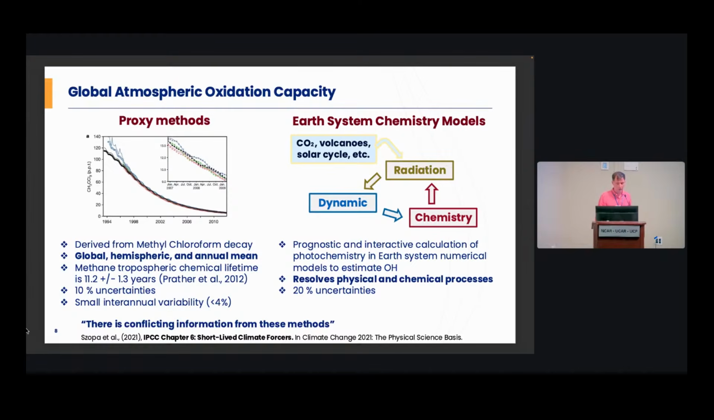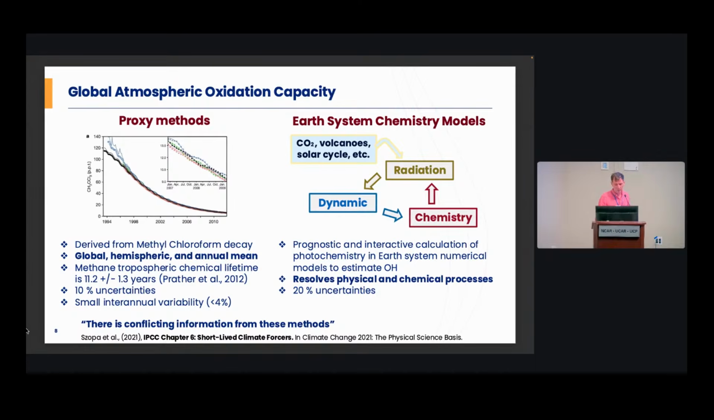The issue is that we don't have any good observational constraint aside from the decay of methyl chloroform and some other HFCs. But that only gives you a global, maybe hemispheric, annual mean estimate of the OH, and therefore the methane loss for that value. And so then we know that the tropospheric chemical lifetime of methane is 11.2 years. And it's estimated to have 10% uncertainties with a small interannual variability. So we know those things from the so-called proxy methods.